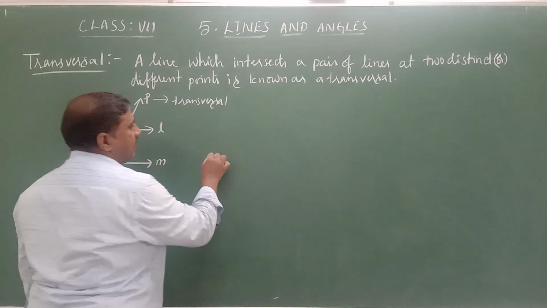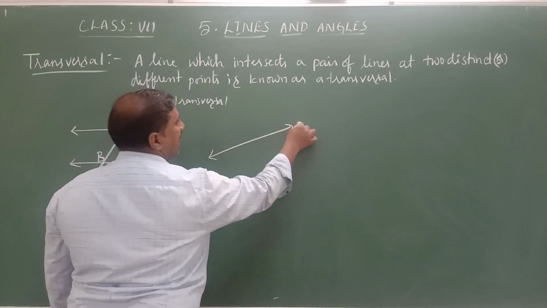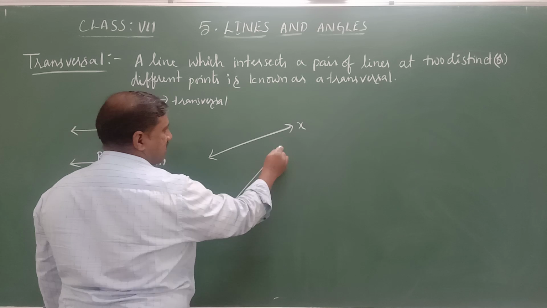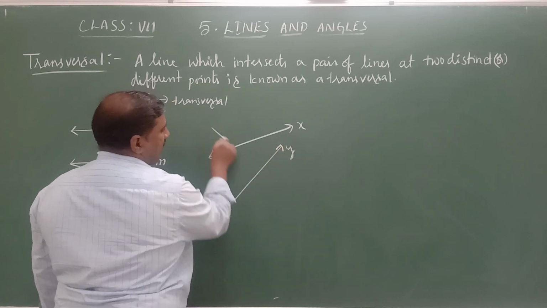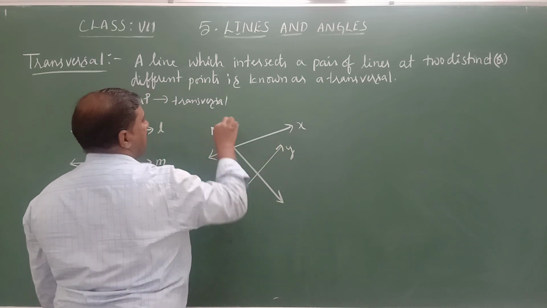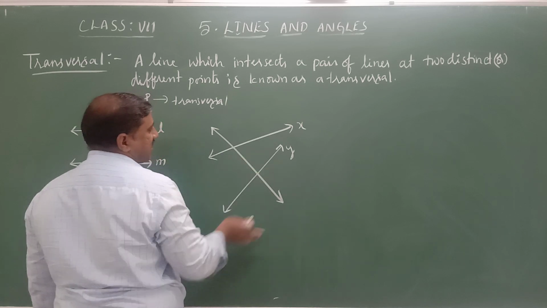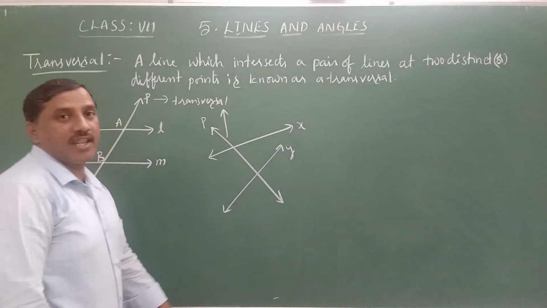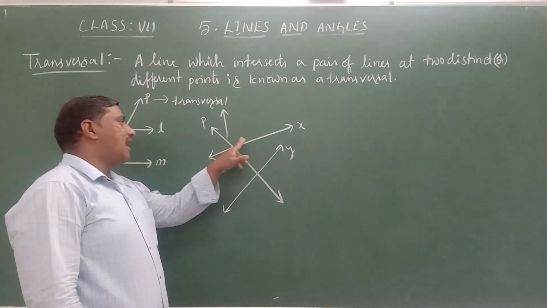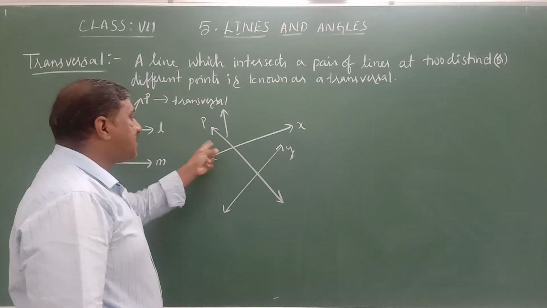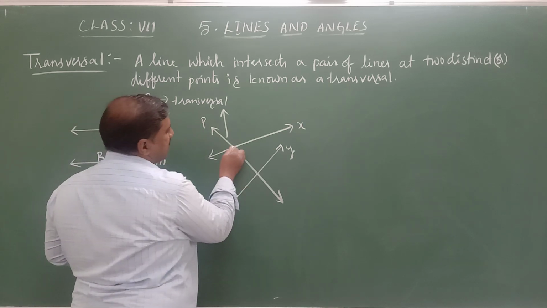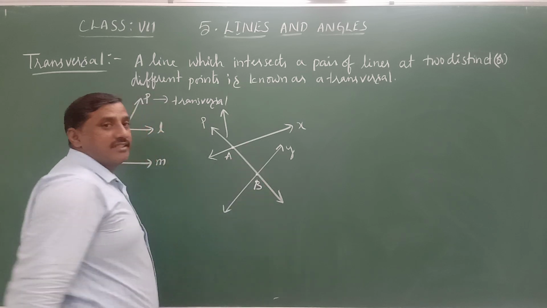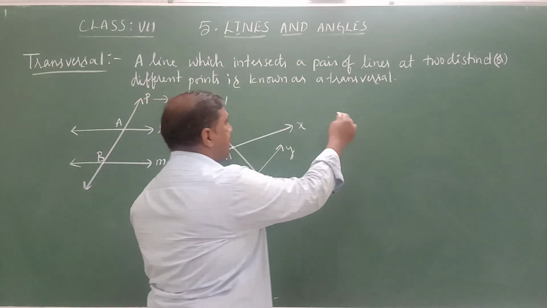You can take one more pair of lines. This is X and this is Y. Now these two lines are intersected by another line P. Here P is also a transversal. The lines X and Y are intersected by the transversal P at different points, A and B. Now we will discuss this.